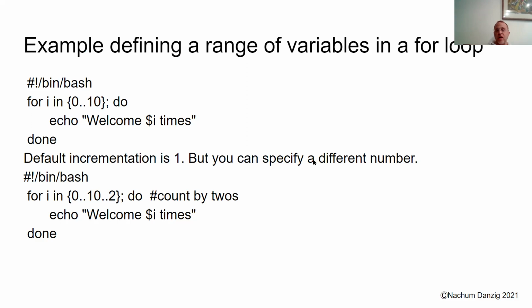But you can specify a different number. In other words, the incrementation is normally 1, but if I do like this, 0 to 10, 2, that means count by 2s. So now it'll print welcome 0 times, welcome 2 times, welcome 4 times, until it gets to welcome 10 times.